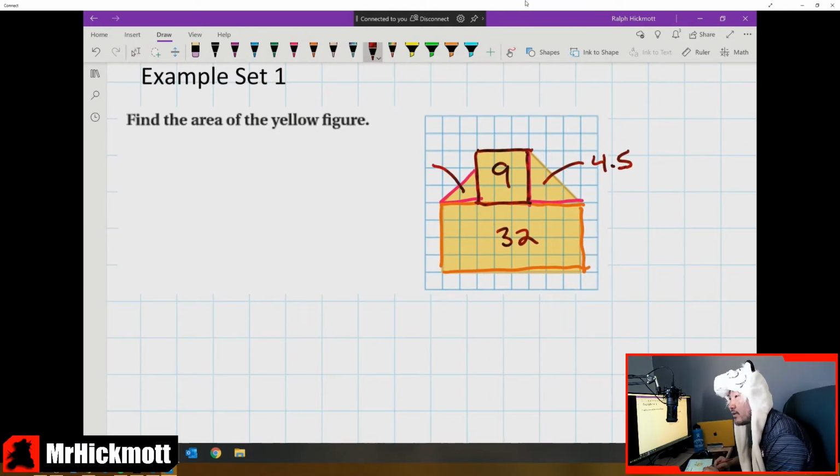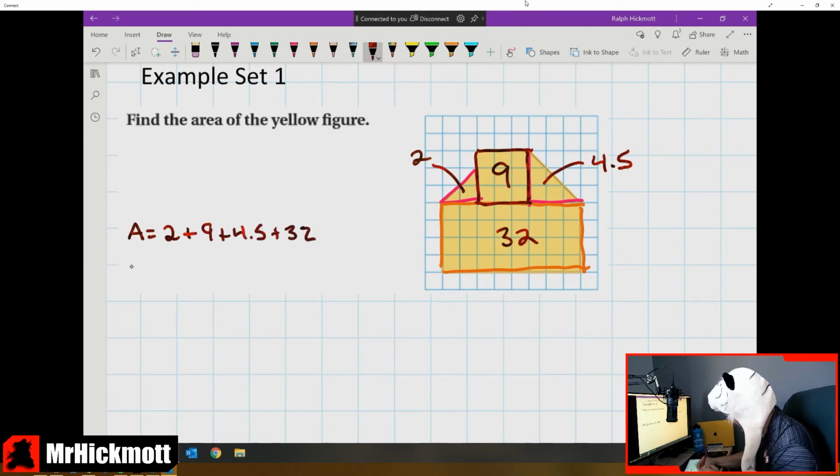And this last triangle is 2 by 2. So it's going to be 2 height, 2 bottom base. 2 times 2 is 4 divided by 2, and that becomes 2. So my actual overall area is just the summation of all those parts: 2 plus 9 plus 4.5 plus 32.